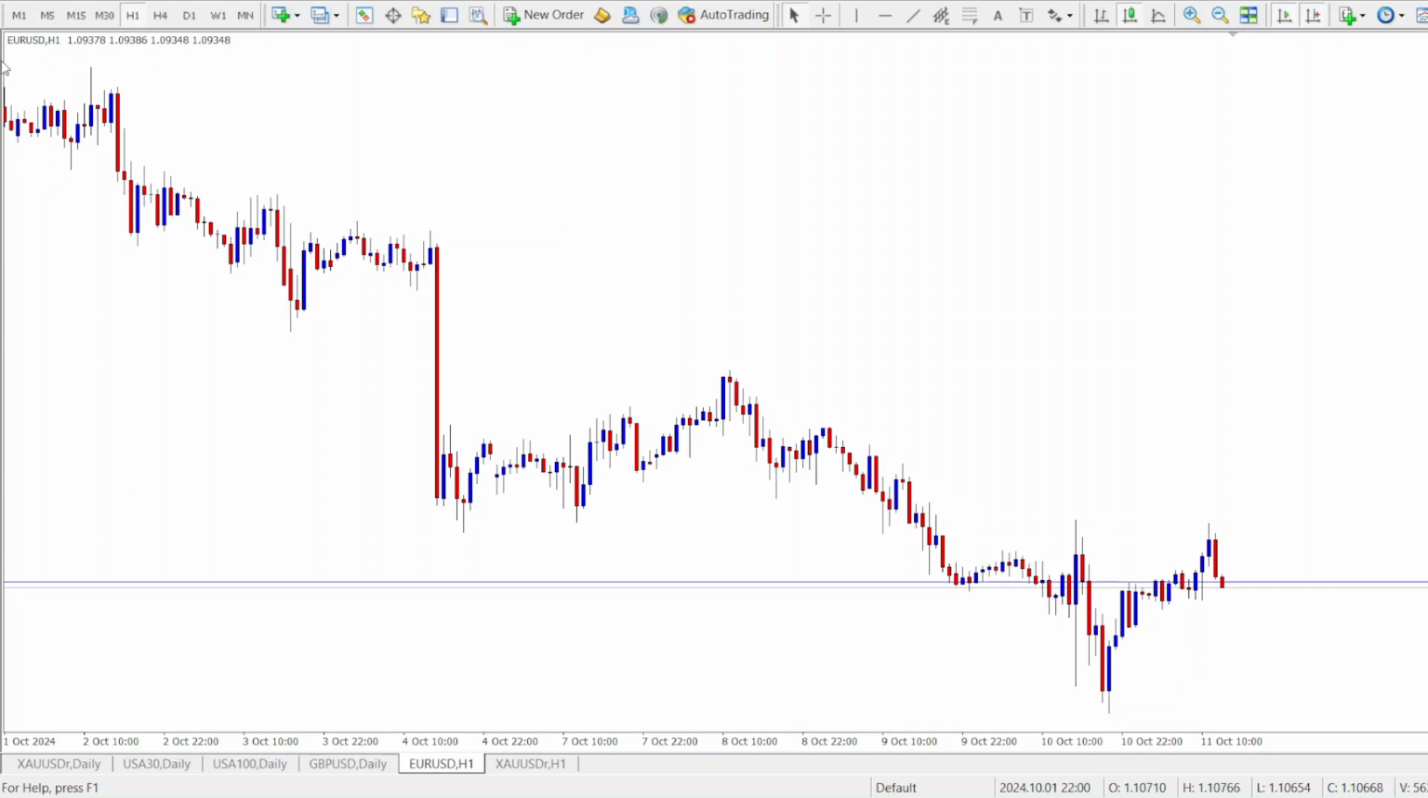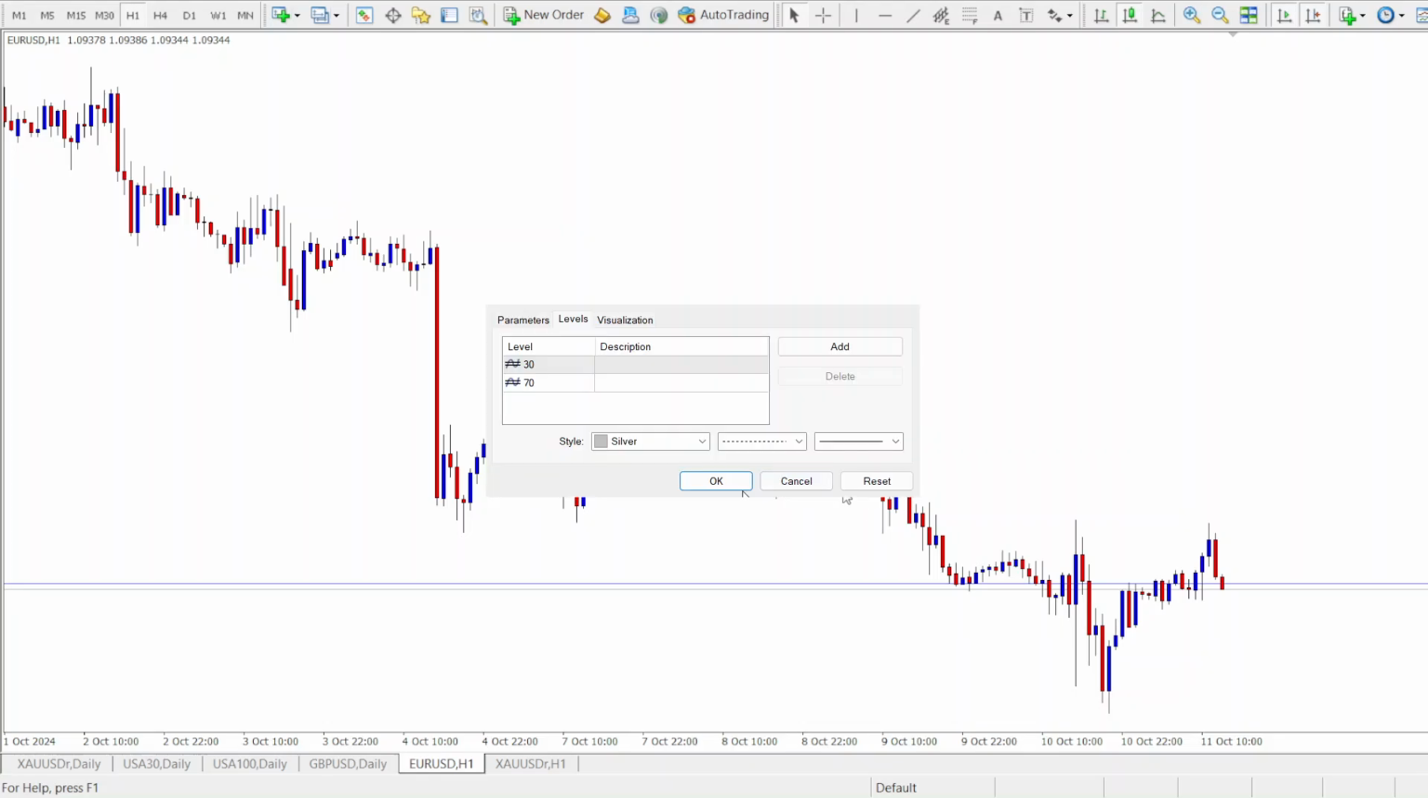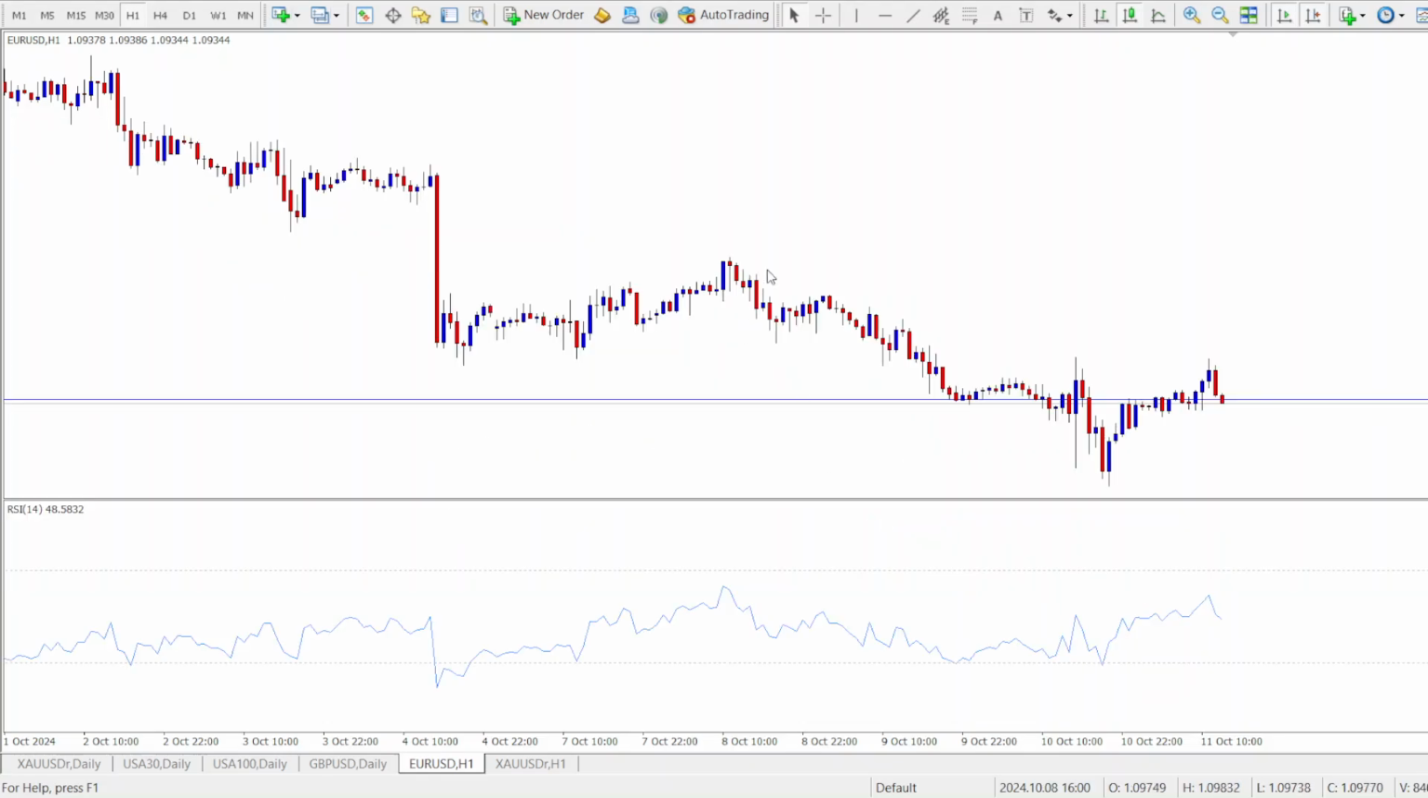Okay, so now we're going to be starting with the RSI. Let's just load the RSI to our chart. Now the RSI measures the speed of price movements. Okay, it shows whether a market is overbought or oversold. As we can see, it ranges from 0 to 100. From 70 and above, this is the default setting, indicates overbought. From 30 and below indicates oversold conditions.